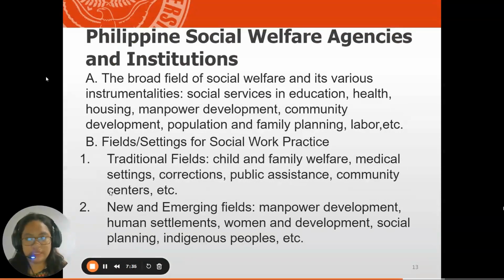So the Philippine social welfare agencies and institutions. The broad field of social welfare and its various instruments, including social services in education, health, housing, workforce development, community development, population and family planning, labor, and so on. Next is the field setting for social work practice, which includes traditional fields and new emerging fields. Traditional fields include child and family welfare, medical setting, correction, public assistance, and community centers. In new emerging fields, we have manpower development, human settlements, human resource development and social planning, and indigenous people.